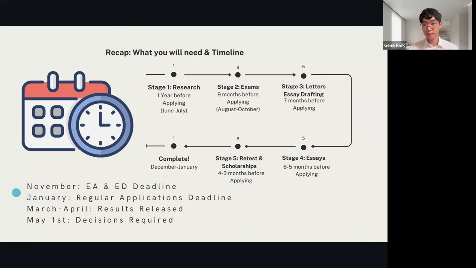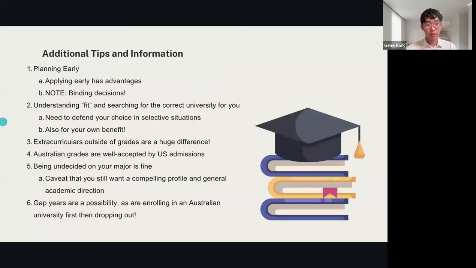So a couple of key deadlines are over here. November is your early application and early decision deadline, which we're going to talk about in the miscellaneous section later. In January is the deadline for regular applications. In March to April, the results of your applications will be released. And on the 1st of May, you will need to give a decision to every place that did send you an offer. So some additional general tips and information.